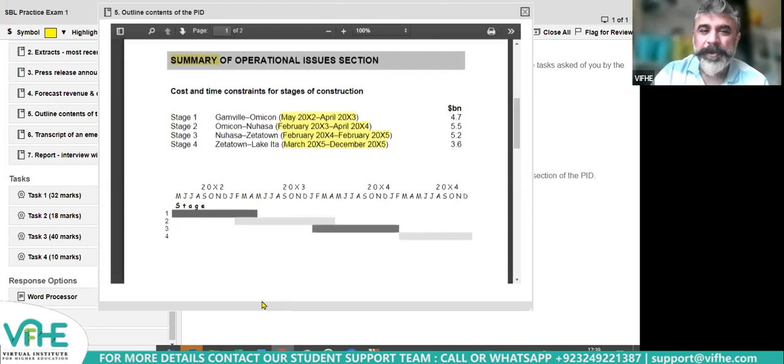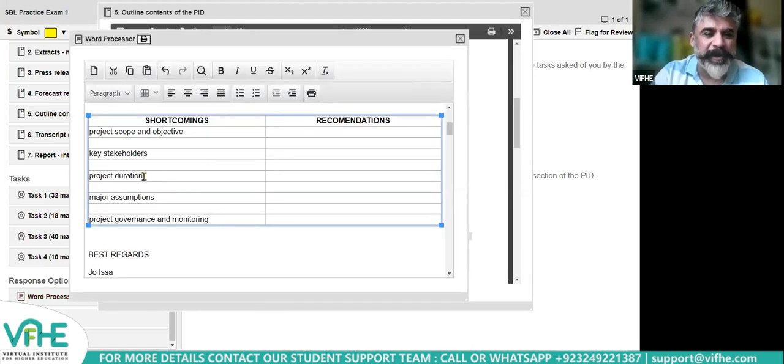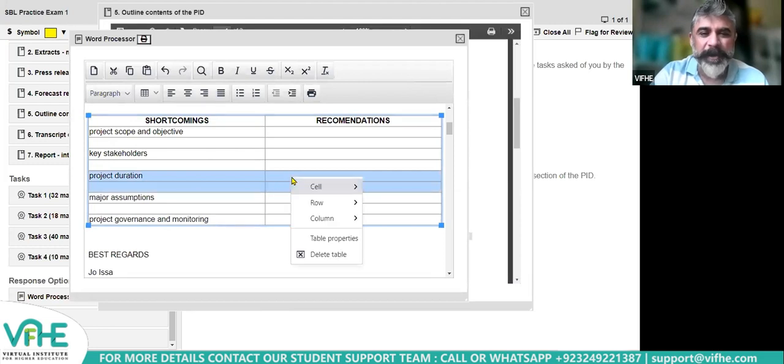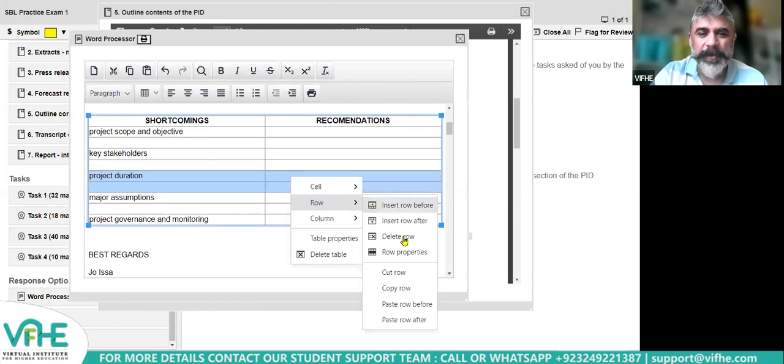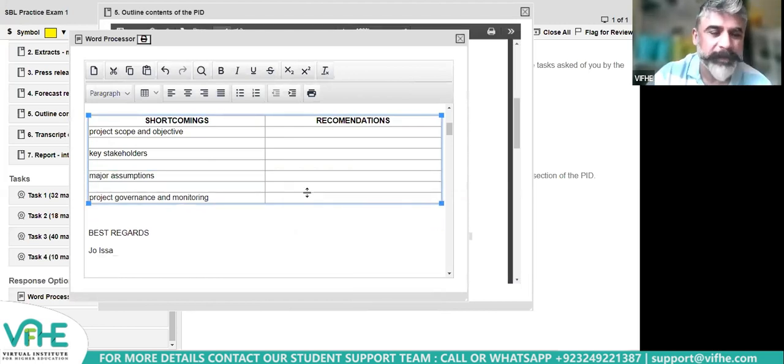Good. So now you know the duration of the project. Do we know the deadline, duration, and the timelines and the deadline? Good. So I will go back to my sheet and I will delete the project duration point. I will select the row, right, row, delete row. Done.